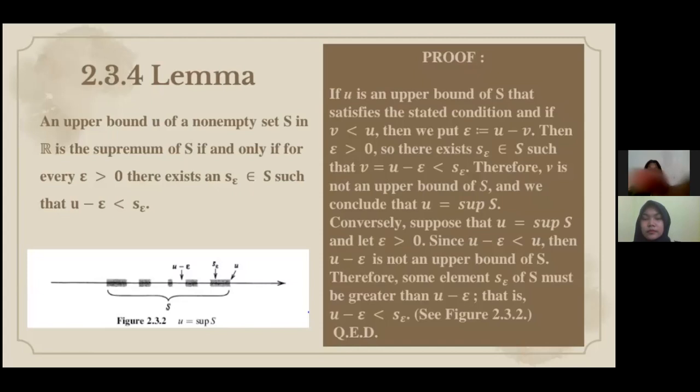Conversely, suppose that u = sup S and let epsilon > 0. Since u − epsilon < u, then u − epsilon is not an upper bound of S. Therefore, some element s_epsilon of S must be greater than u − epsilon, that is, u − epsilon < s_epsilon.